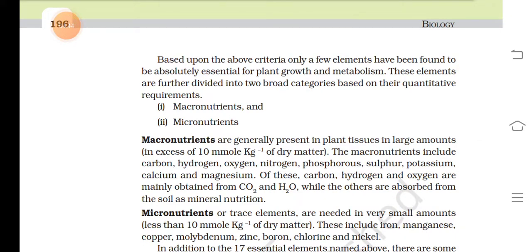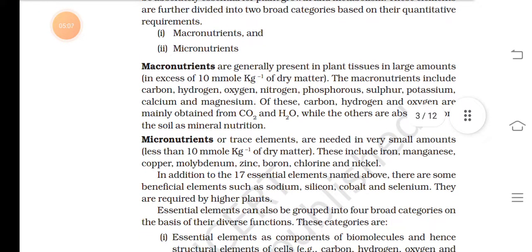Based upon the above criteria, only a few elements have been found to be absolutely essential for plant growth and metabolism. These elements are further divided into two broad categories based on their quantitative requirement: first, macronutrients, and second, micronutrients. Macronutrients are generally present in plant tissue in large amounts, in excess of 10 millimole per kg of dry matter.